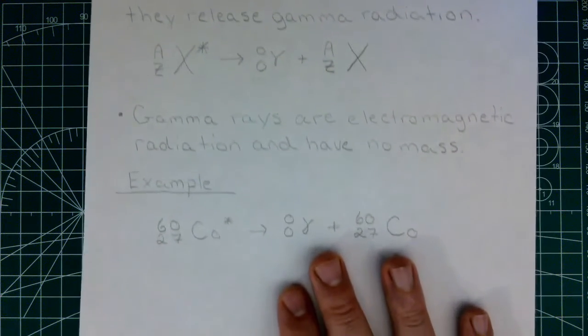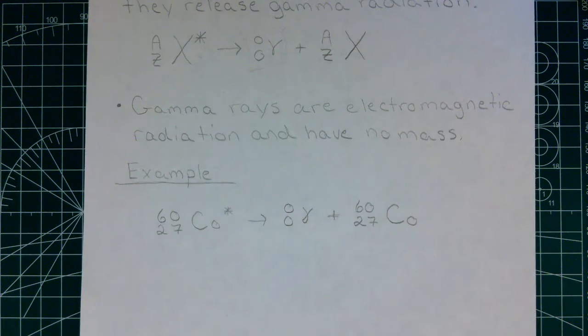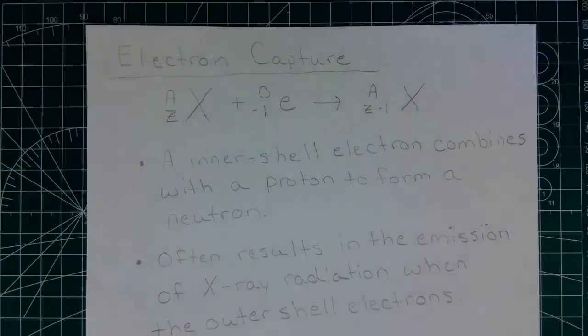If we look at an example here, we have cobalt-60 in an excited state. It releases gamma radiation and then is now in its ground state, cobalt-60. Note that there is no change in either the atomic number or the mass number for this type of reaction because there is no mass or charge to a gamma ray.